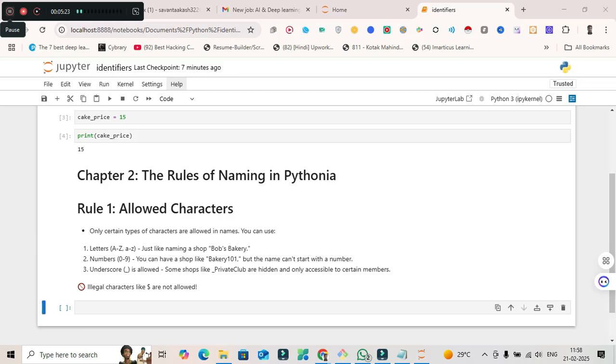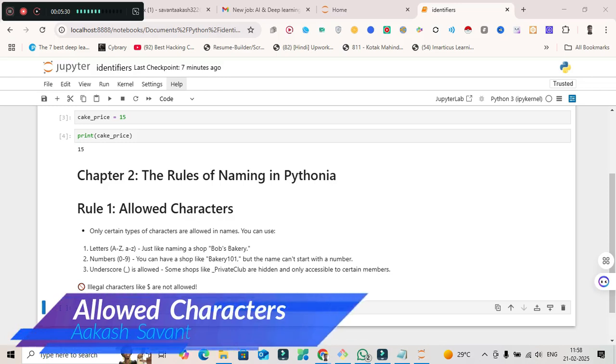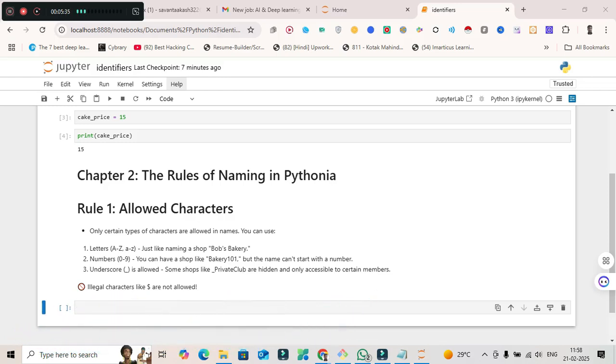Now we'll try to understand rule number 1, that is allowed characters, correct? Only certain types of characters are allowed in names. You can use letters, capital A to Z and small a to z, just like the name of a shop, Bob's Bakery. Next, in rule number 1 itself, the second point you have to understand is that numbers 0 to 9 are allowable.